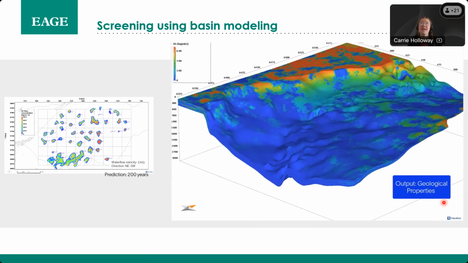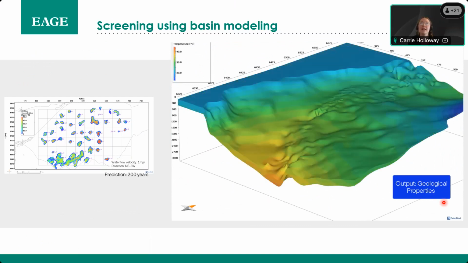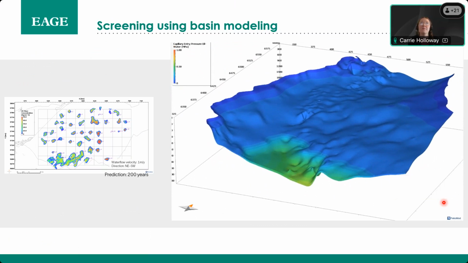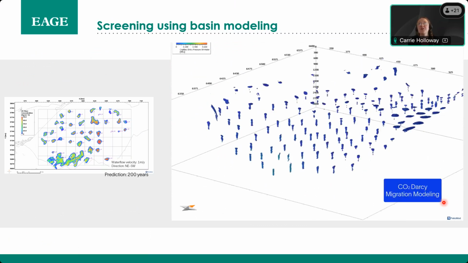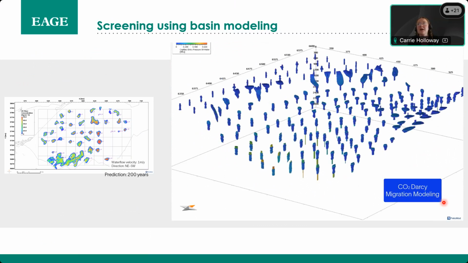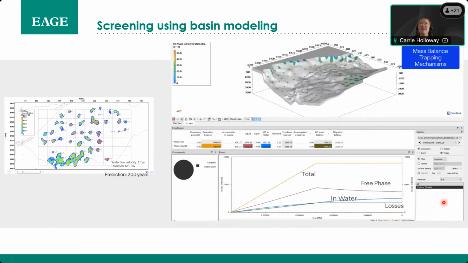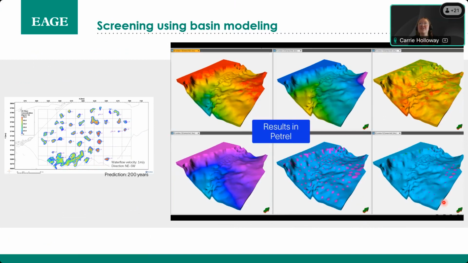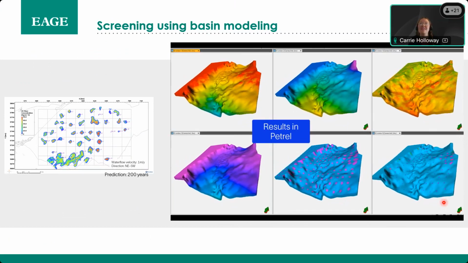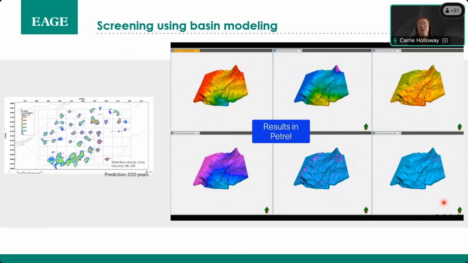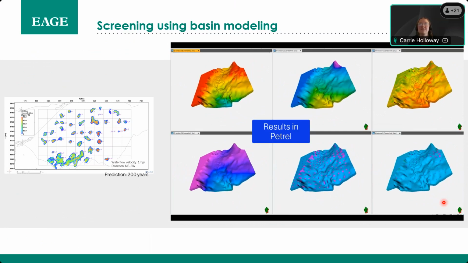From our model, we can output geological properties like temperature, porosity, permeability, capillary entry pressure. And we can also run this type of CO2 rapid simulation. It's just based on Darcy flow. But we can actually see from point source injection where the CO2 would actually end up, so that we can understand the migration pathways, any leakage risks.